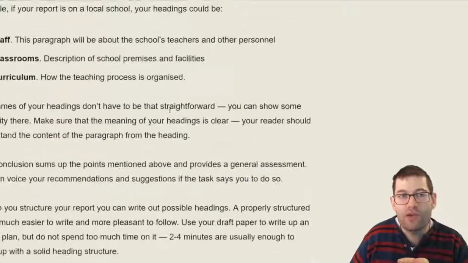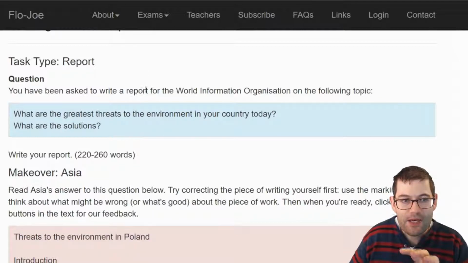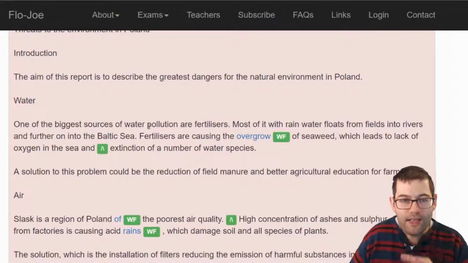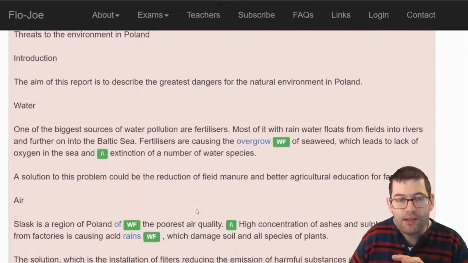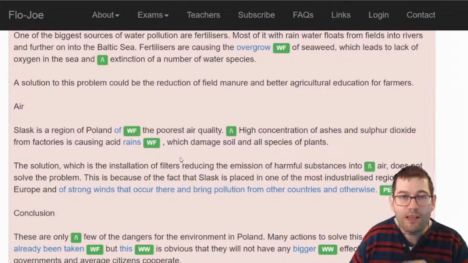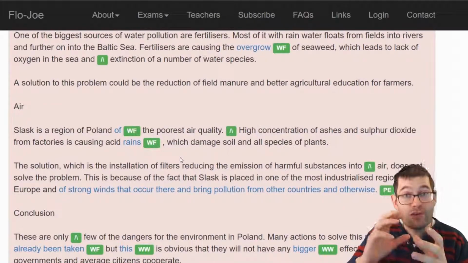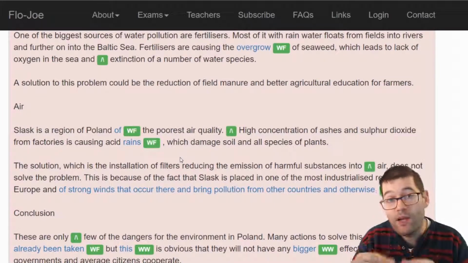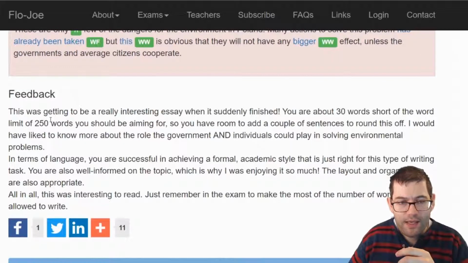So that's also a great resource. And once again for Flojo, it's exactly the same idea, a CAE report with a teacher's breakdown of Asha's answer, giving some great feedback of where she went wrong and the good things and the corrections she should be aware of in order to have a better answer next time round. Let's just have a look at the feedback.